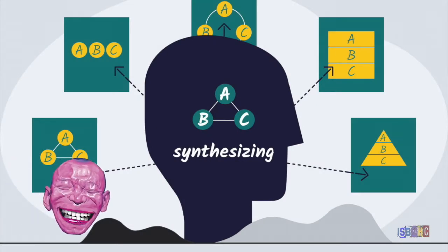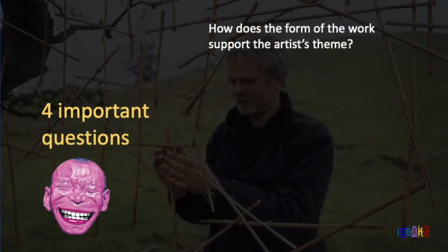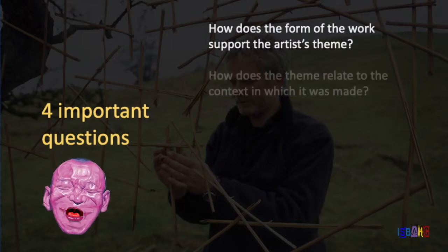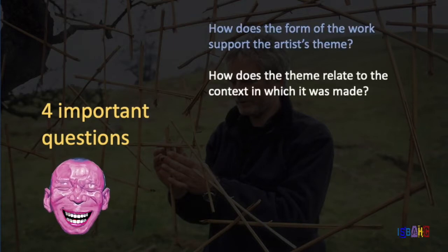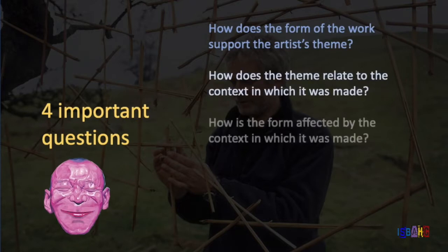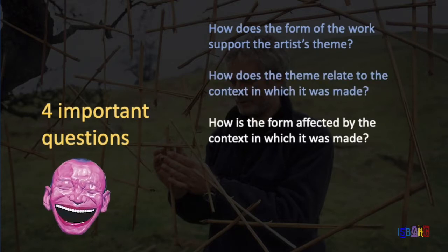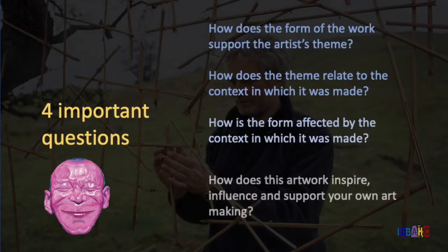Finally, you need to synthesize what you have learned in order to be really doing an analysis. There are 4 important questions to ask and answer here. How does the form of the work support the artist's theme? How does the theme relate to the context in which the work was made? How was the form affected by the context in which it was made? And perhaps most importantly, how do these artworks inspire, influence, and support your own art making for this project?